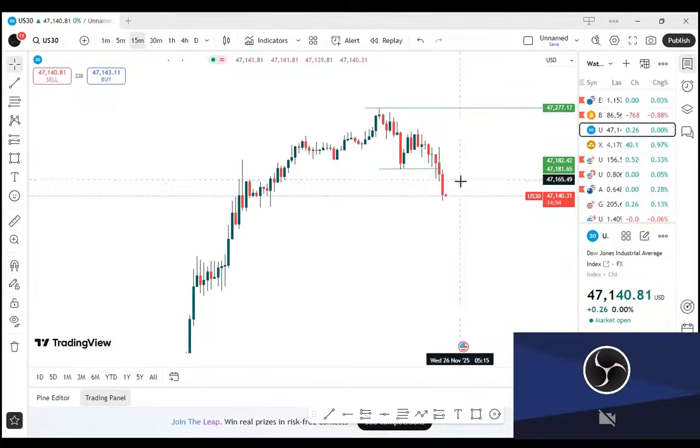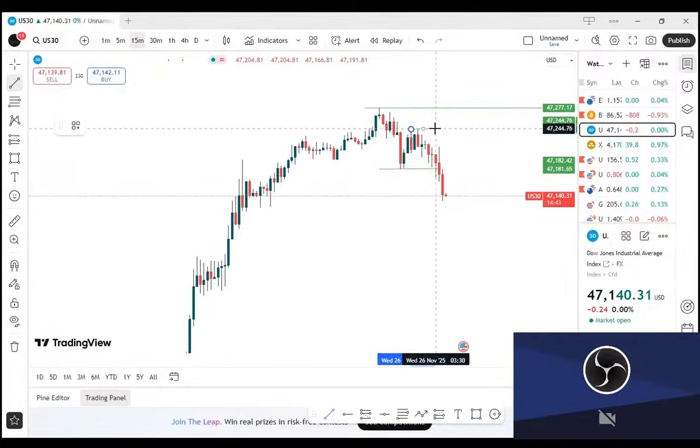So we're going to wait for a retracement. Price will retrace back up into this zone. So I've marked it out.